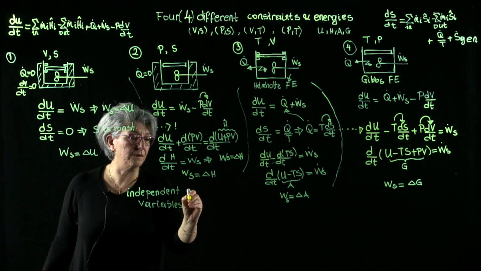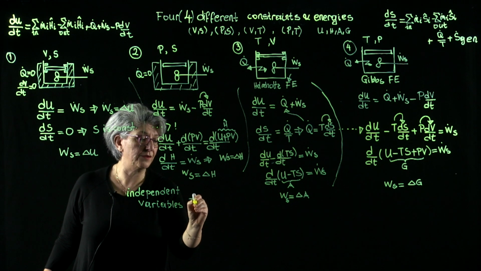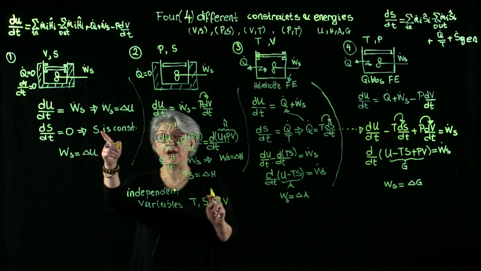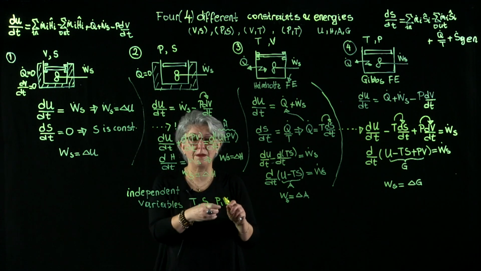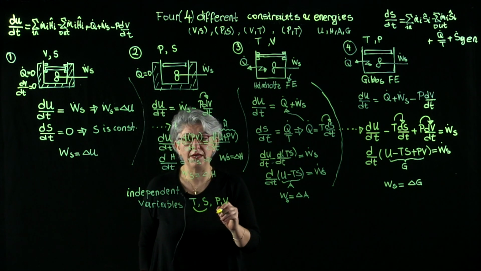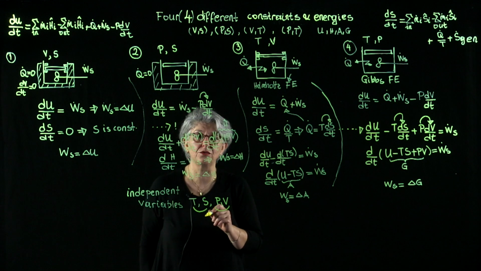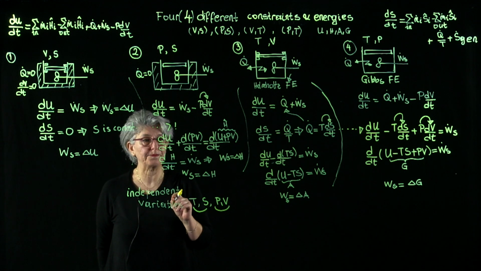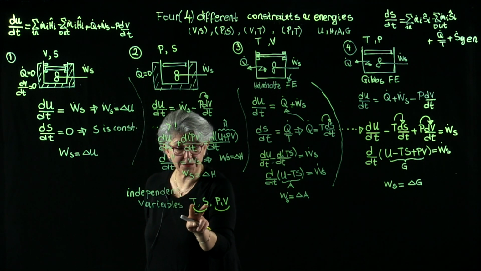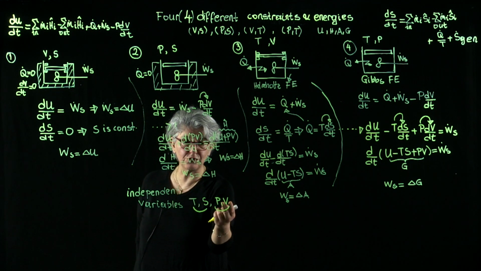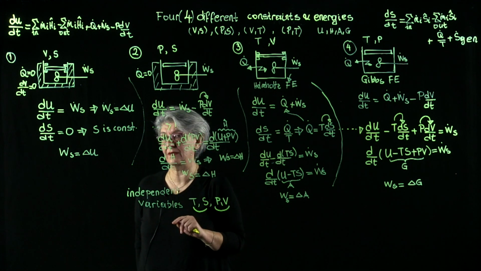Those 4 independent variables are temperature, entropy, pressure, and volume. And perhaps you have noticed while solving this problem, one or the other of these 2 and one or the other of these 2 was present as a constraint. All right? So now we see that those 2 can be represented in terms of the other, and these 2 can be represented in terms of the other.